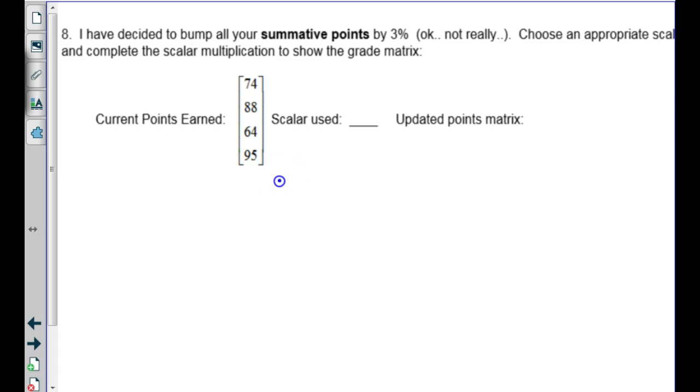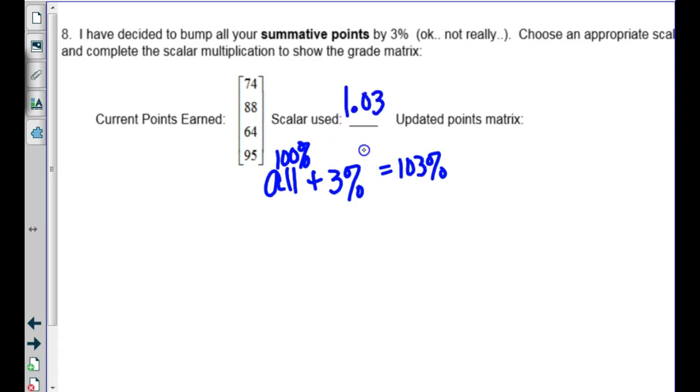Yes, you need to say, I'm going to keep all of these points plus 3%. So that would be 100% plus 3%. So if you want to multiply by 103%, the scalar is 1.03. Is everybody going to be good on that tomorrow?